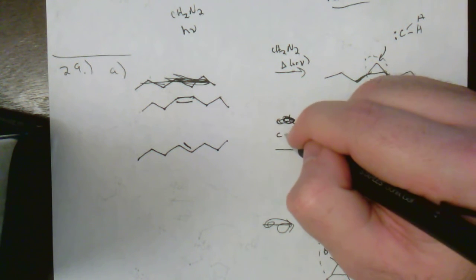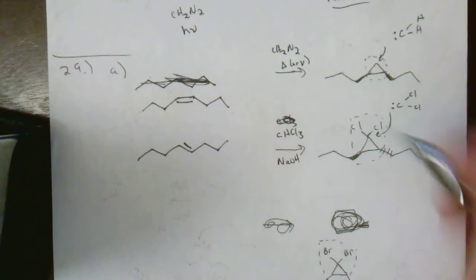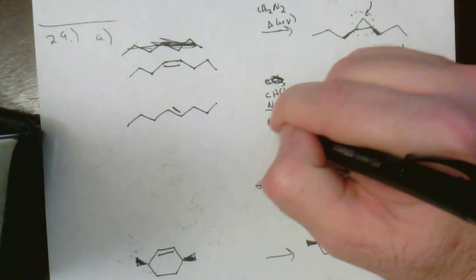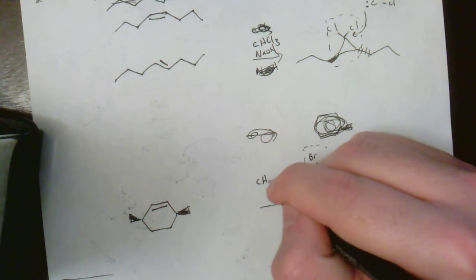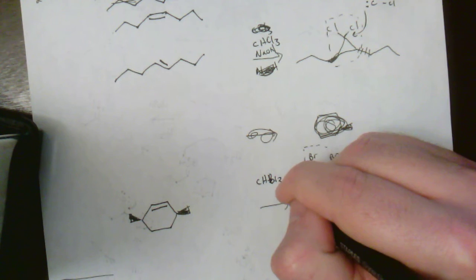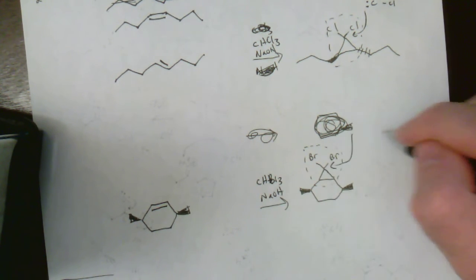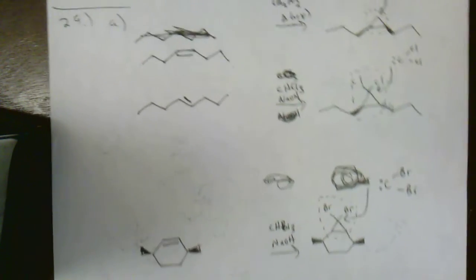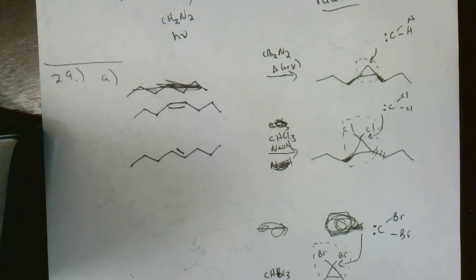Let's write that the correct way. CHCl3. Generate that from chloroform and sodium hydroxide. Really, this should be above the arrow. This is not a solvent. And then down here, similar thing. CHBr3 and sodium hydroxide is going to give me this carbon with just two bromines, right? This is how I generate my dihalocarbene, either dichlorocarbene or dibromocarbene. If I want to just generate this methylene, or just this carbon with two H's, I use this reagent. Okay.